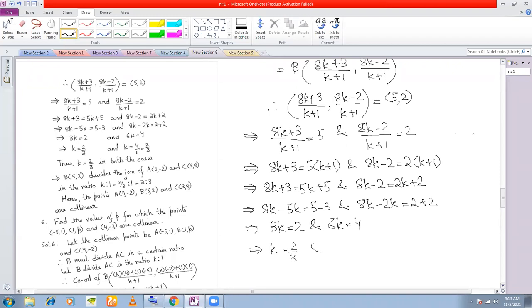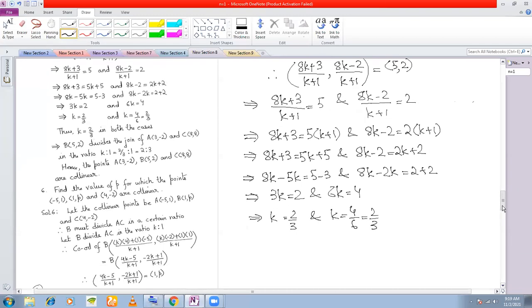We're getting k equal to 2/3 and k equal to 4/6, which is also equal to 2/3. That means we are getting the same value of k in both the cases. That means we are right that B divides AC in the ratio 2:3.